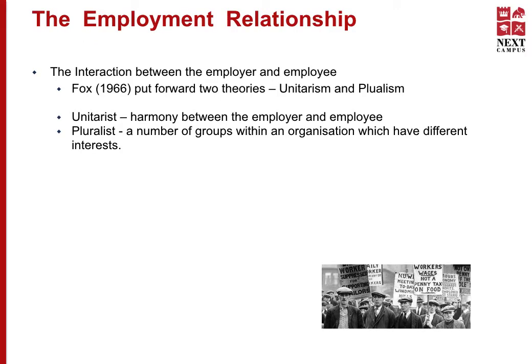What does it mean by the employment relationship? The employment relationship is essentially the interaction between an employer and employee. Author Fox put forward two theories, unitarism and pluralism. Unitarist means having harmony between the employer and the employee. In this theory, conflict does not occur because we are all working towards the same goal. And if conflict does occur, it will be because of misunderstanding, poor communications, or somebody becoming a troublemaker.